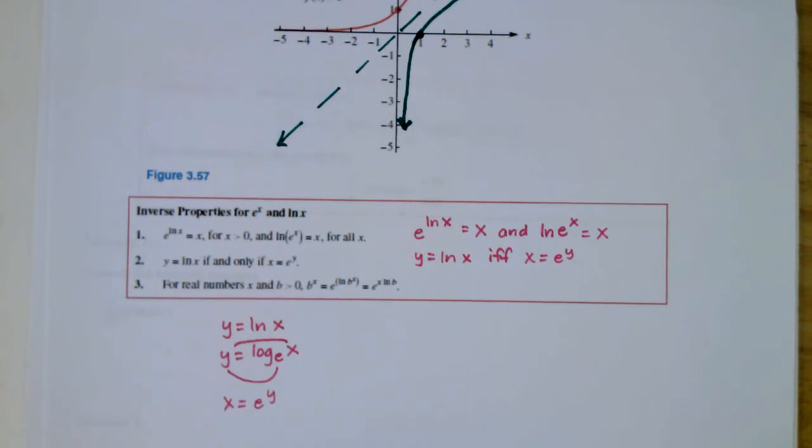And then number 3, for all real numbers x and b greater than 0, b to the x is going to be equal to e to the ln of b to the x, which is also the same as e to the x times ln of b. Okay. Those are just a few of the inverse properties of e to the x and ln of x.